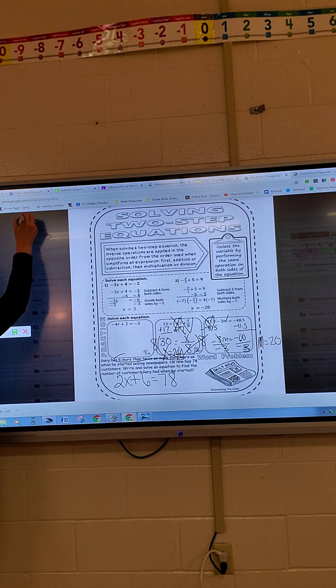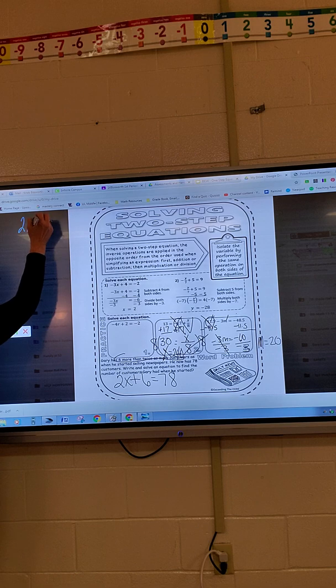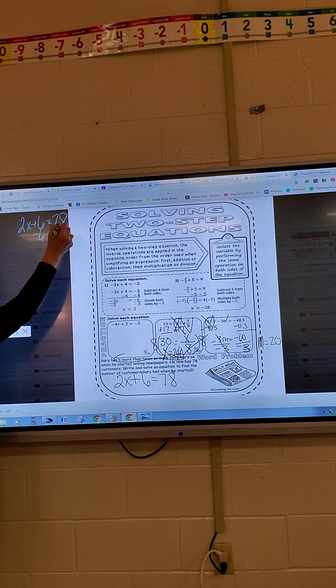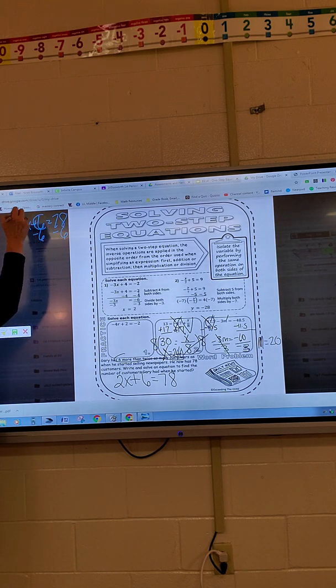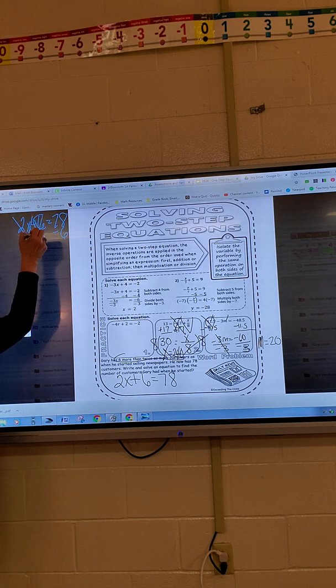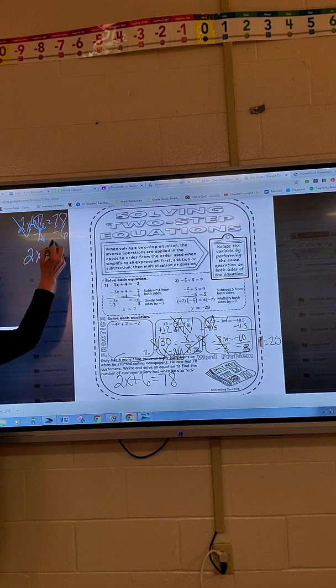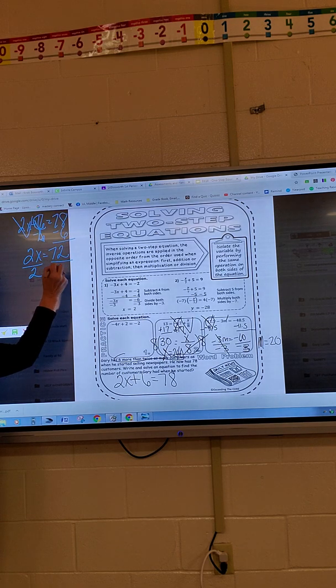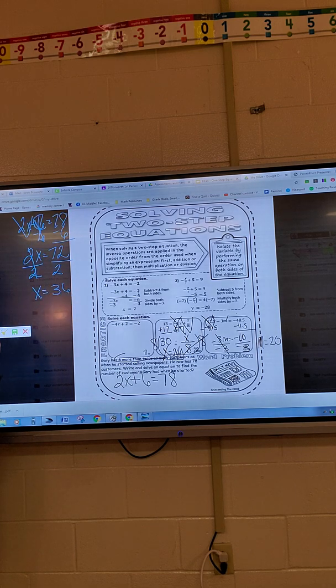2x plus 6 equals 78. There's your equation. I'm going to subtract 6 from both sides. Here's my constant, here's my variable, right? Subtract 6 from both sides, that zeroes out. 2x equals 72. Divide both sides by 2. And x equals 36. Okay.